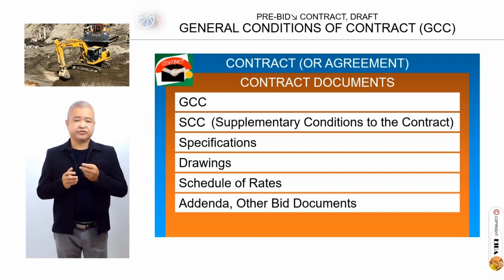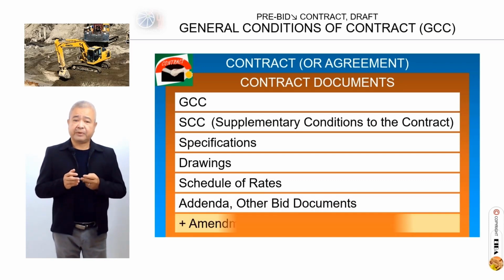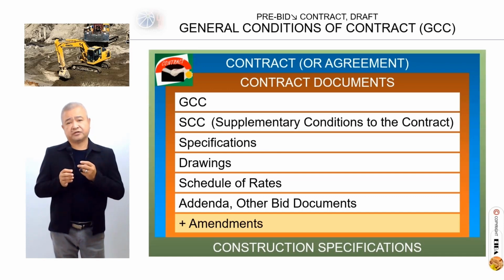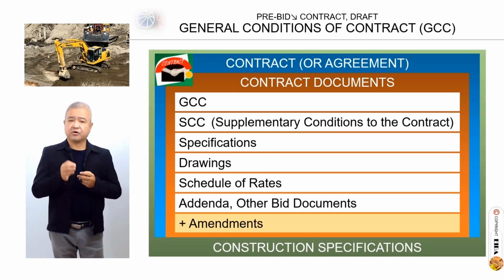Addenda are agreed changes during the bidding, plus amendments. Amendments are agreed changes after the bids are submitted, but prior to contracting. The full contract documents are called construction specifications. Let's go to the details of GCC.